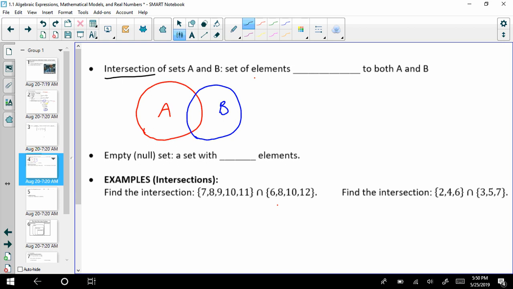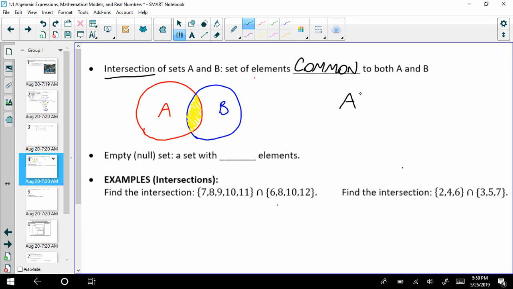If I want the intersection of these 2 sets, that's this. It's the region that they share, their overlap. So I'm going to say the intersection of sets A and B is the set of elements common to both A and B. It's what they share. It's the overlap. Now, in the math world, they use a symbol for intersection.